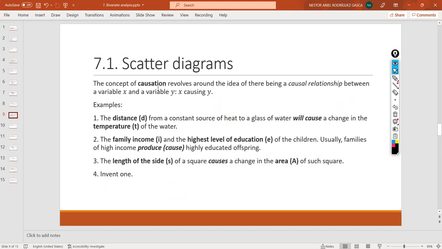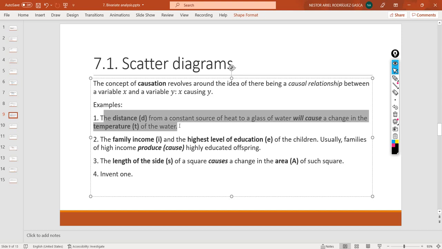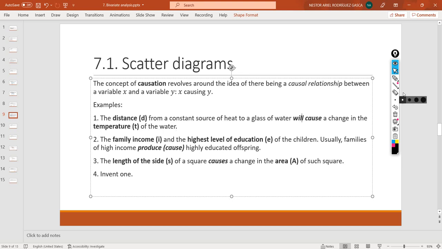Now, what about the concept of causation? Let's address this thing. The concept of causation revolves around the idea of there being a causal relationship between a variable x and a variable y. X causing y. Let's look at some examples. Take a look at this. The distance d from a constant source of heat to a glass of water will cause a change in the temperature T of the water.